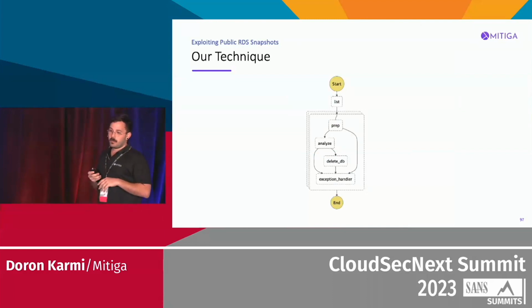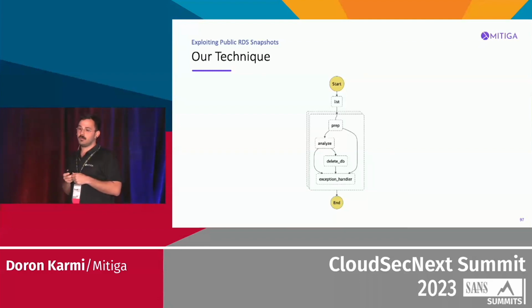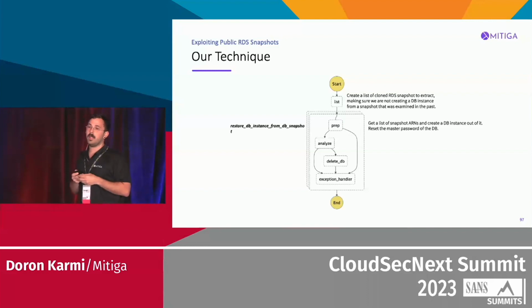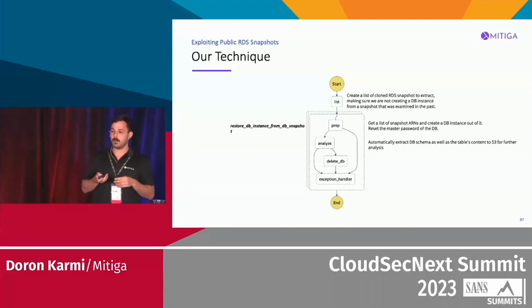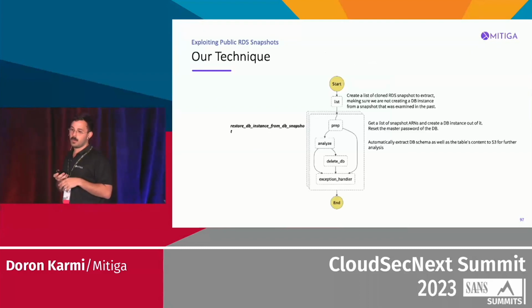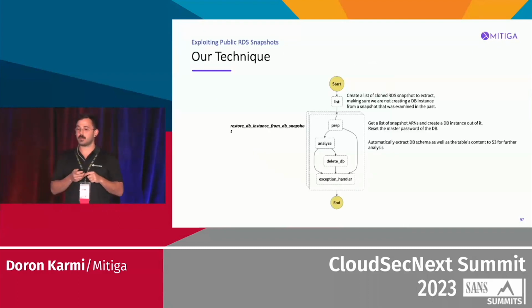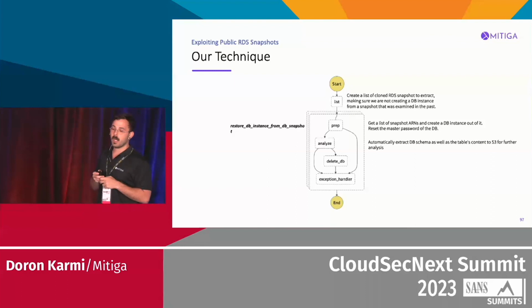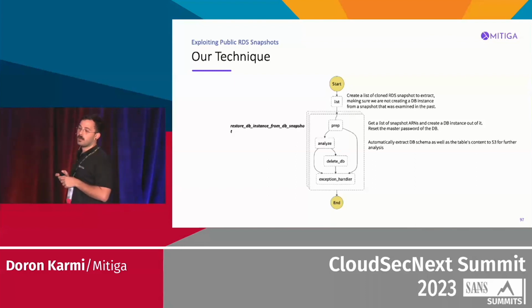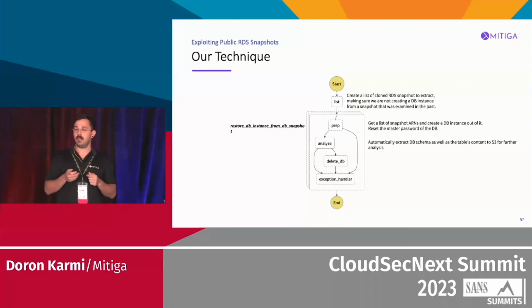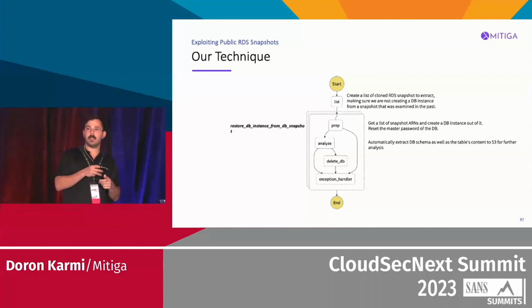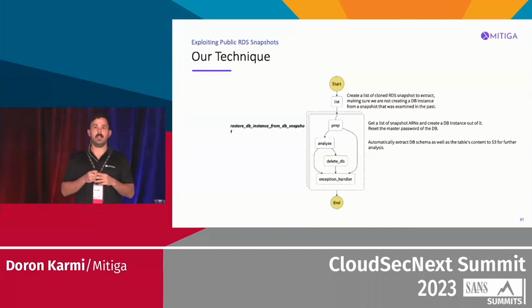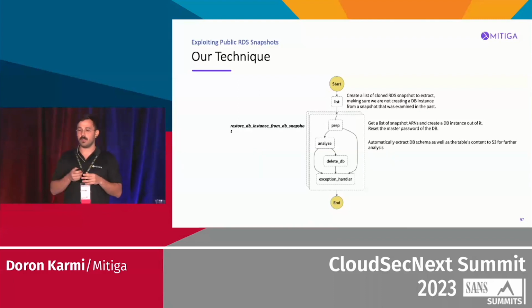At this stage, we have the DB snapshot in our AWS account, and now we want to create databases out of them. So we list all the cloned RDS snapshots that we have in our premises. We get the snapshot ARN, which is a unique ID for each snapshot. We create a DB instance out of it using the restore DB instance from DB snapshot API call. And then we automatically extract some information around this DB. This information includes the DB schema, which are the table names and the columns within those tables, and some data from those tables, and we store it in S3.